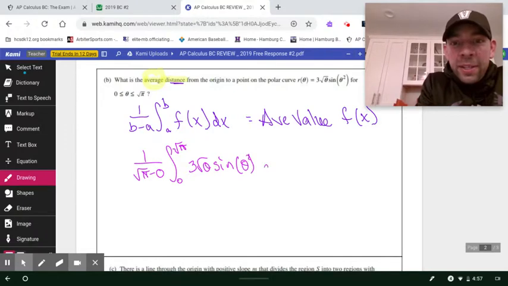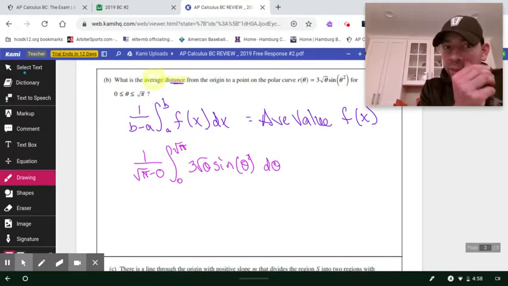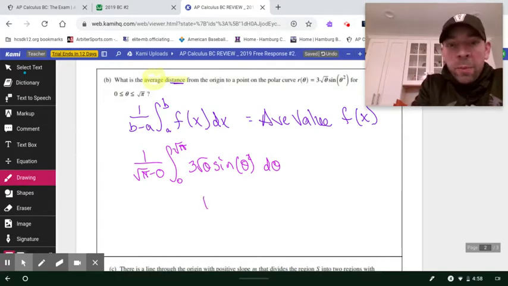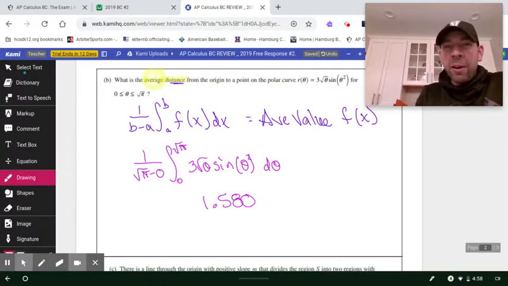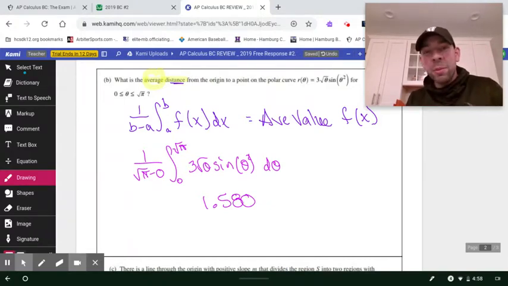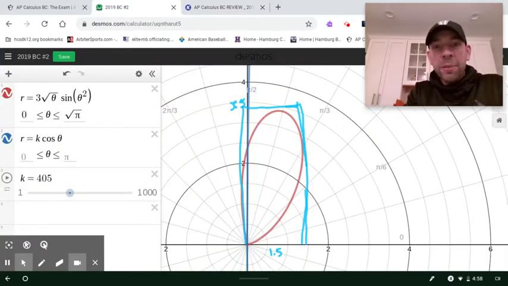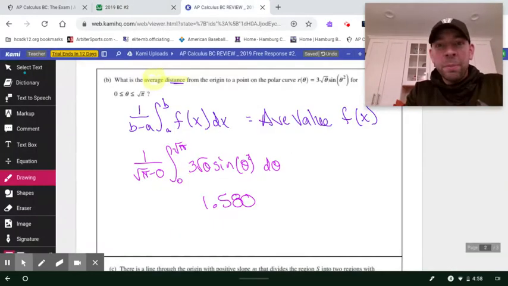I know it seems like it had to be more complicated than that, but that's really all they're asking you to do. And again, grab your calculator, plug that in, and you're going to get 1.580 as the average value of r. And again, I think that seems really reasonable when I consider the graph, and especially remember how we took a look at Desmos and we got to look at how big that curve was. This seems like a very reasonable answer.